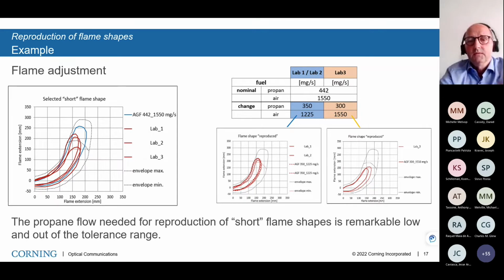The propane gas flow, which was needed for the reproduction of flame shape Lab 3, is remarkably low at 300 milligrams per second out of the nominal gas settings. However, the flame shape of Lab 3 was not further adjusted to fully meet the selected short flame shape, as shown in the right plot. What we have seen is that a significantly short flame shape can be reproduced in experiments if the gas flow rates are outside of the tolerance range.